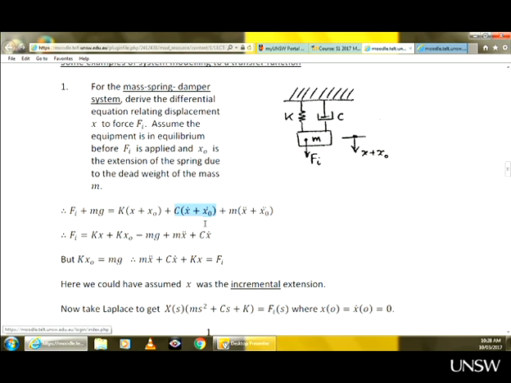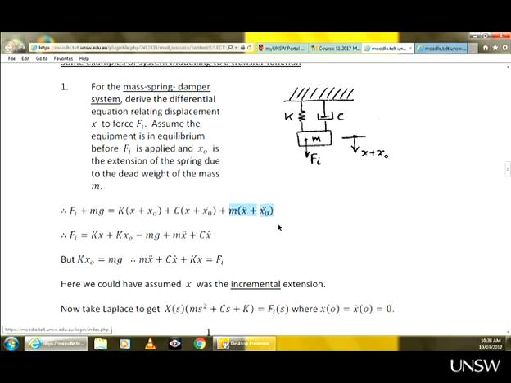The force in the viscous damper is proportional to the relative velocity between the piston and the cylinder. Okay, so it is c times (x dot plus x naught dot). So these are external forces. When you put them together, you get inertia. So m times (x double dot plus x naught double dot).